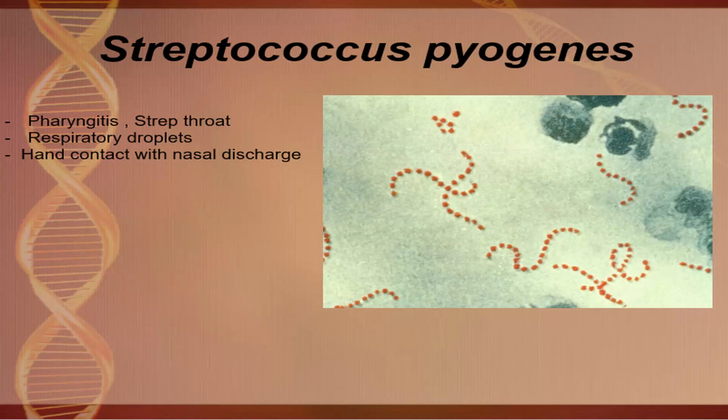This one, Streptococcus pyogenes. This causes basically strep throat. And it can be spread through respiratory droplets and hand contact with nasal discharge. If you ever had strep throat, you know you get that sore throat feeling, and you have to go and get a swab in the back of your throat, and then they give you an antibiotic.